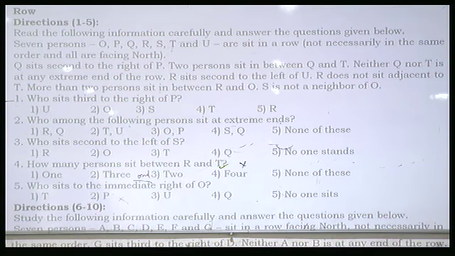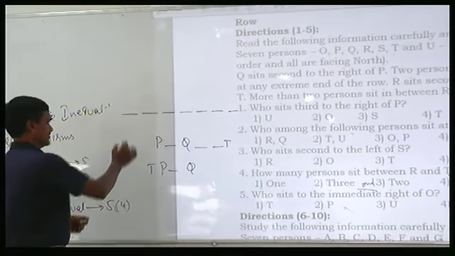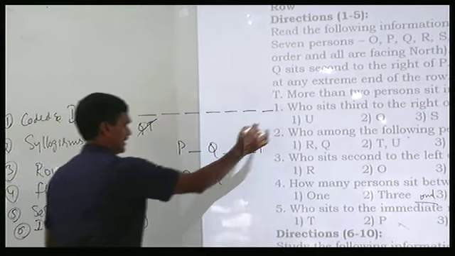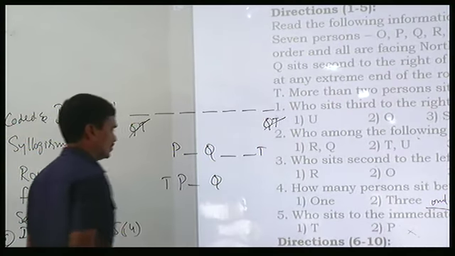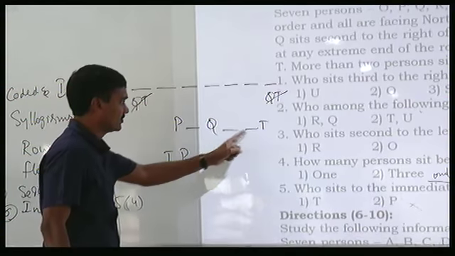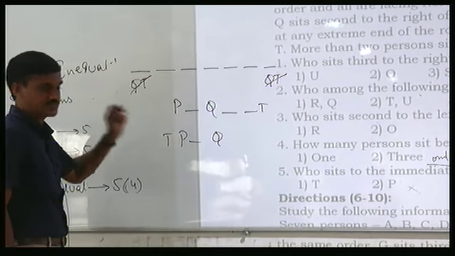2 persons in between Q and T. 2 persons in between Q and T can be like this, or it can be like this. So how many possibilities? 2 possibilities. Next one. Neither Q nor T is at an extreme end of the row. Q and T cannot be here, and Q and T cannot be here. 1, 2, 3, 4, 5, 6. Is this case possible?